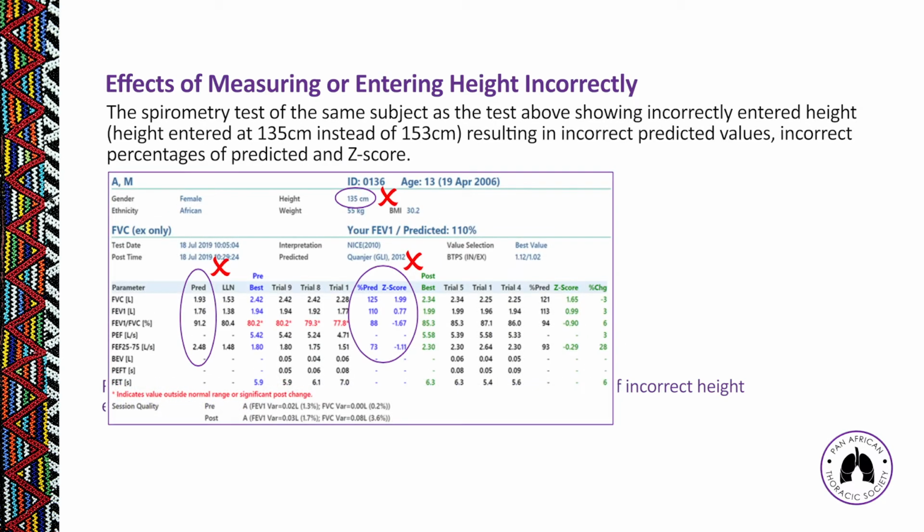Look at it when the error has been made. The predicted values drop down from 2.56 to 1.93 on the FVC, and on the FEV1 2.30 dropping down to 1.76, substantially changing the Z-scores from minus 0.43 on the FVC to 1.99, and on the FEV1 from minus 1.18 to 0.77. So you can see how a small slip of the finger when entering patient details can make a huge difference to the predicted values and consequently the Z-scores measured on that patient.